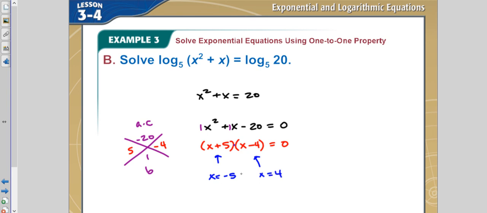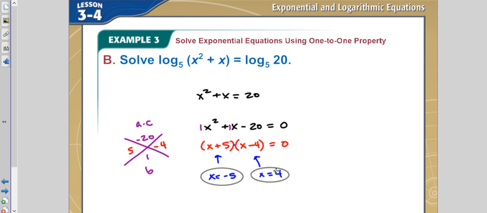Now here's the deal. We can't ever have a negative logarithm. So check this real quick. If you check your answers, if I put in a negative 5 here, negative 5 squared actually becomes positive 25. Then you'd subtract 5, that would give us 20. That one works. That's a good answer. It's not extraneous. And now let's check this one. 4 squared is 16. Add 4 more. Yep, it's 20. These are both good answers. So you just need to check to make sure they're not extraneous.